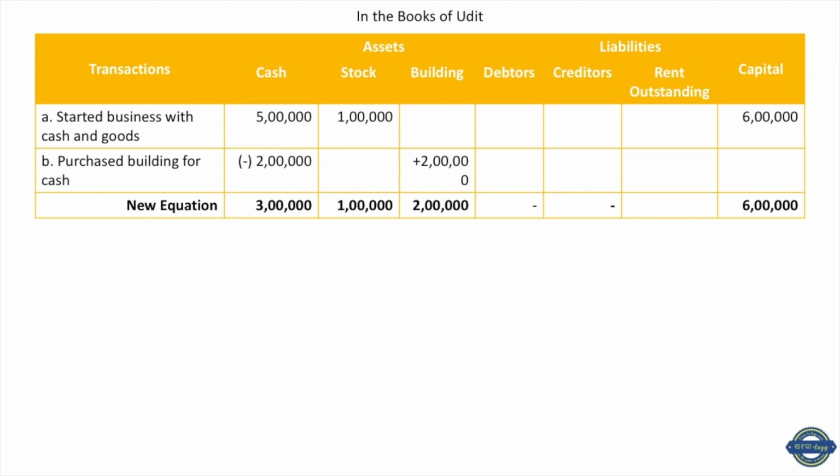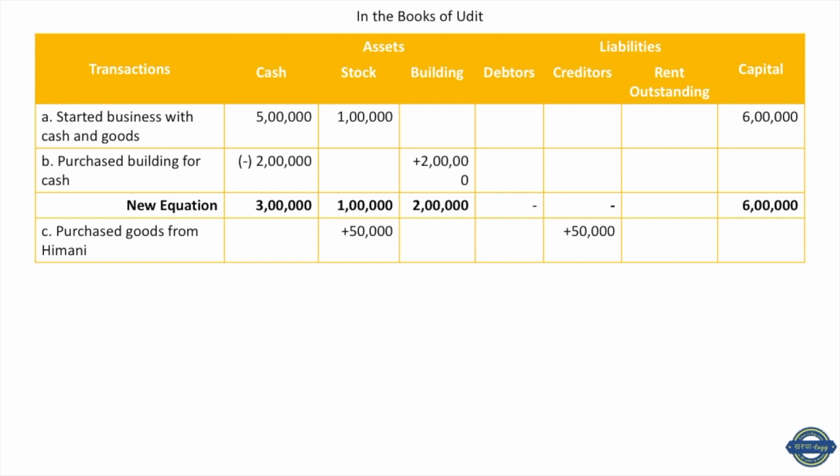He then purchased goods from Himani. Since it is not specified that he purchased these goods for cash, and the name of the party has been given, we will assume that he has purchased these goods on credit. So we will see an inflow of stock for rupees 50,000. Since we have not paid Himani for the goods, this becomes a liability because we owe this money. So Himani is a creditor. We will add rupees 50,000 in the column of creditors under liabilities.